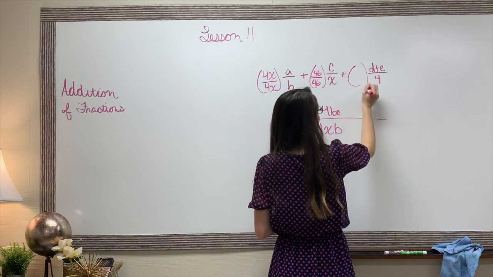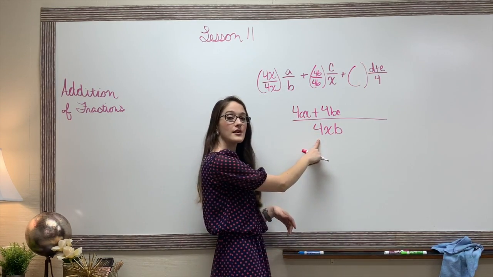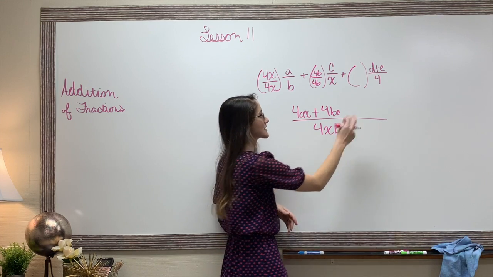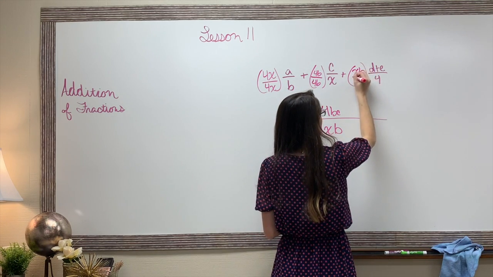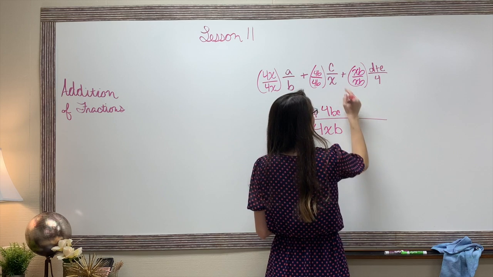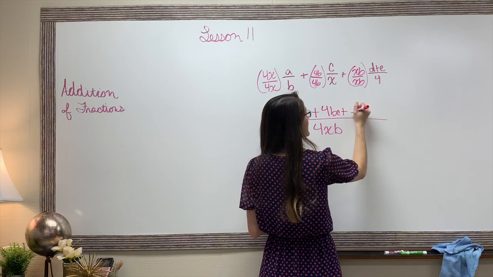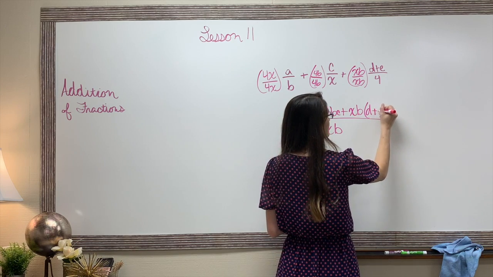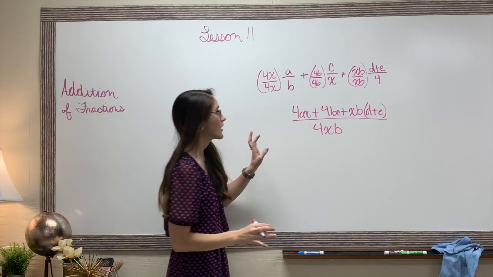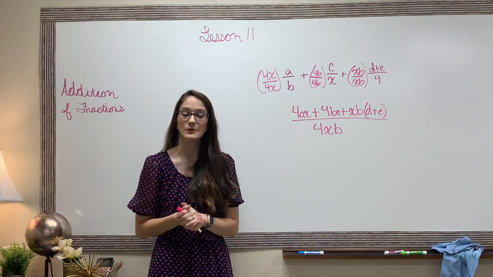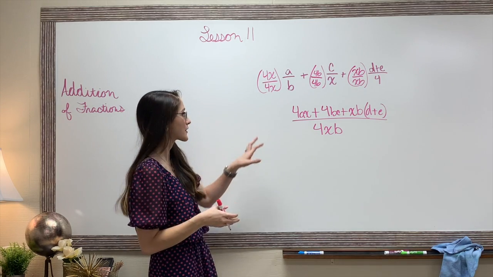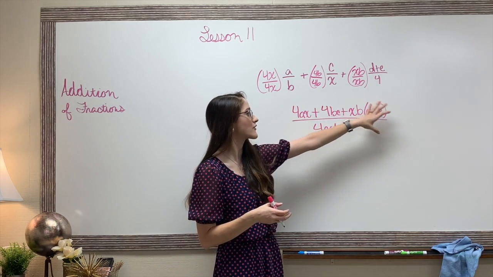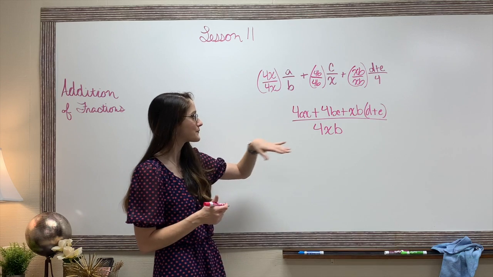Now I'm going to look at the last one. I have my 4 in my denominator, but I'm missing xb, so I'm going to multiply by xb over xb. And I'm going to bring down this plus sign, and we end up with xb times d plus e. So the instructions wanted me to add all my fractions together, and right now I do. I have everything over one denominator.